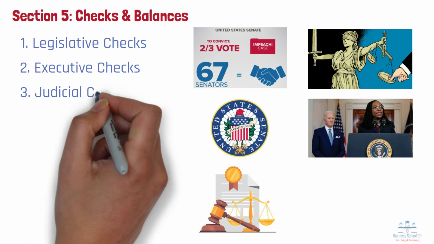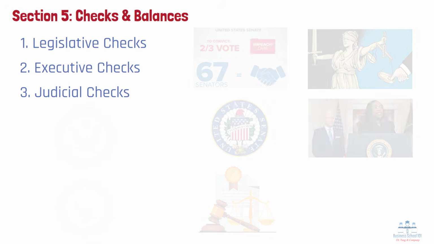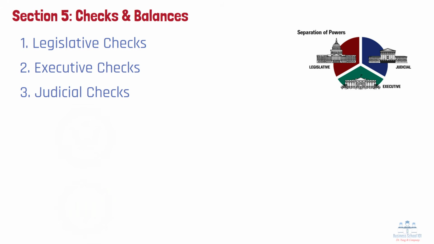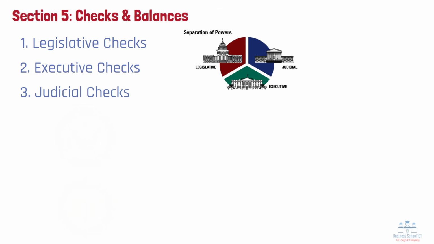Part 3. Judicial Checks. The judicial branch can check both the executive and legislative branches through judicial review, the power to declare laws or executive actions unconstitutional.